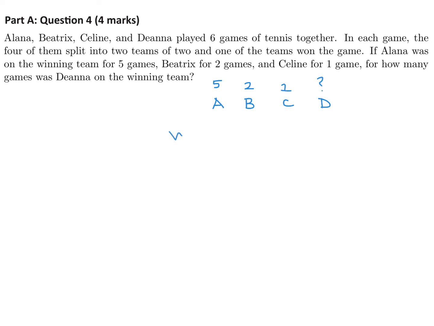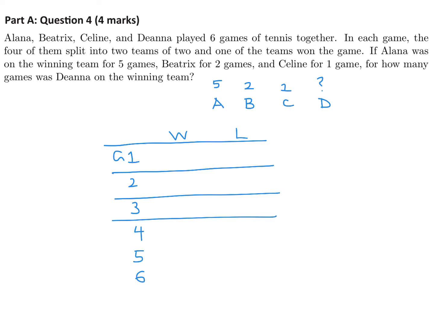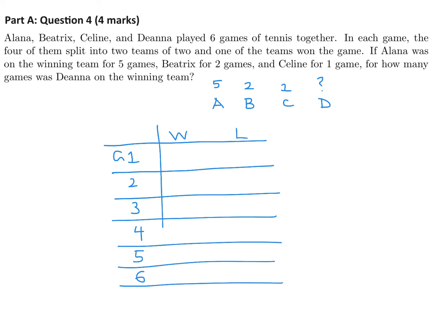Okay, let's make a table of win-loss. And we got game 1, game 2, game 3, game 4, 5, and 6, right? Because there's 6 games. Okay, so let's fill this out, and let's see what we get. Elena wins 5 times, so she's got to appear 5 times in this column here. So I'll just put her 5 times like that. And if she wins 5 times, she must lose once. So we can just put her anywhere in the loss column. So that takes care of Elena.